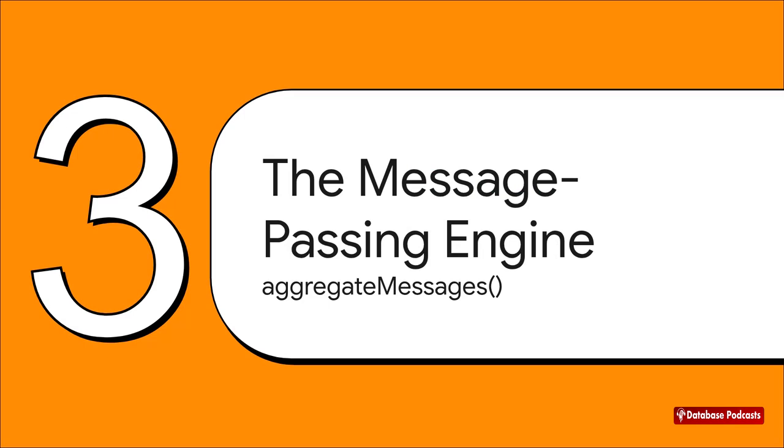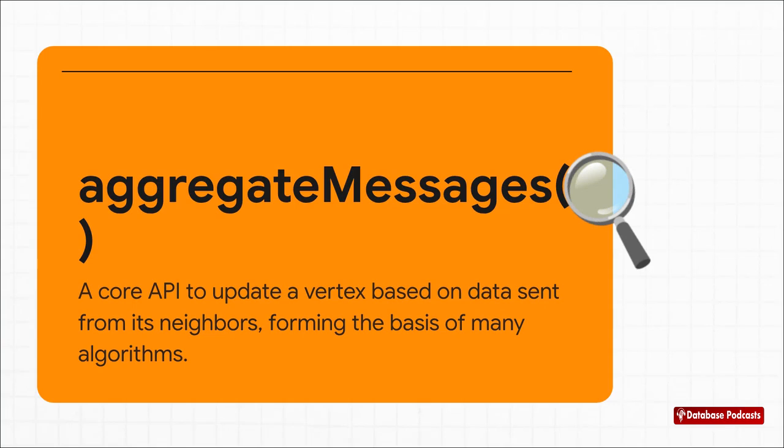Now, this brilliant idea needs an engine to actually make it work, right? In a framework like Spark's GraphX, that engine is built around one single core operation. And this is it: aggregateMessages. This function is the workhorse. It's the thing that lets us actually implement this whole message passing idea. It lets every single vertex gather information from its neighbors, process all that info, and then update its own state. It's literally how the vertices talk to each other.